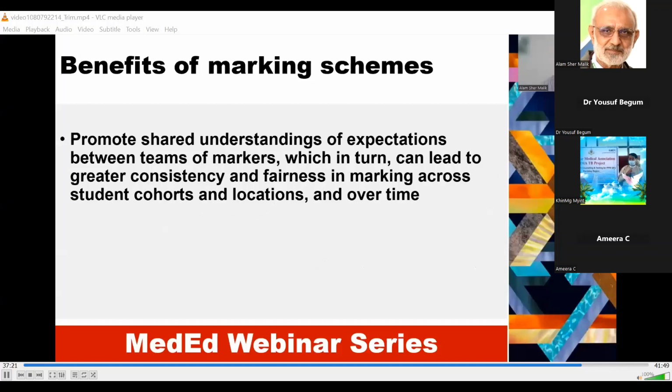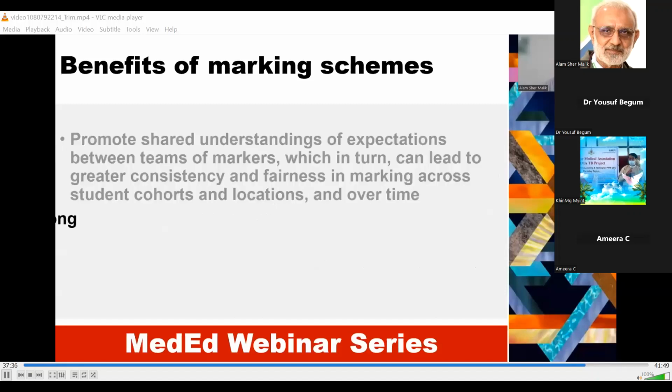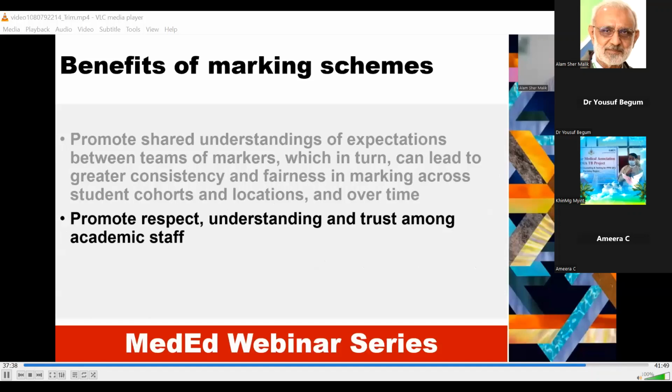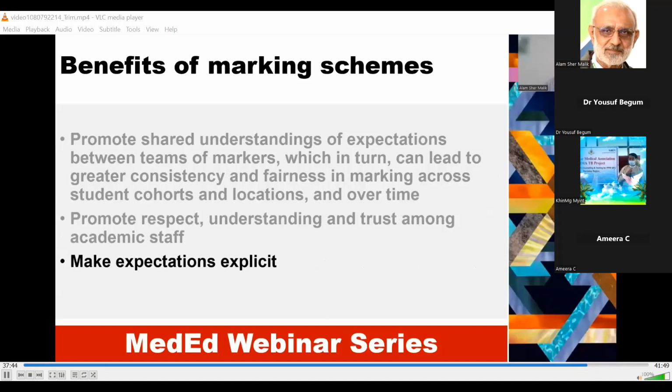They promote shared understanding of expectations between teams of markers, which in turn can lead to greater consistency and fairness in marking across student cohorts and locations and over time. They promote respect, understanding, and trust among academic staff. They make expectations explicit.